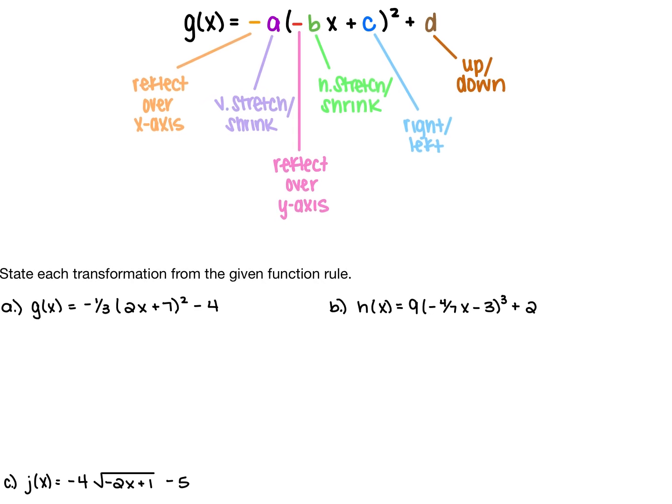For example A, you're given g of x is equal to the opposite of 1/3 times 2x plus 7 squared minus 4. The x and the squared don't matter. What matters is what you start with at the beginning, which is that negative. That negative is reflecting vertically, so we have a reflection across the x-axis. Next, we have that 1/3 that's in front of the parentheses. That 1/3 tells us that we have a vertical shrink because it's less than 1 by a factor of 1/3.